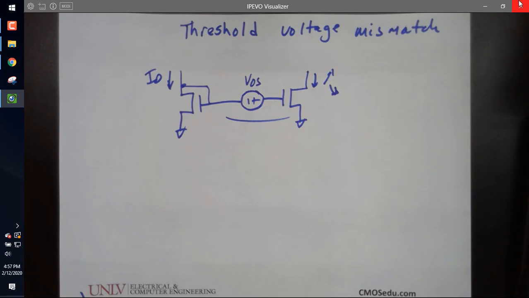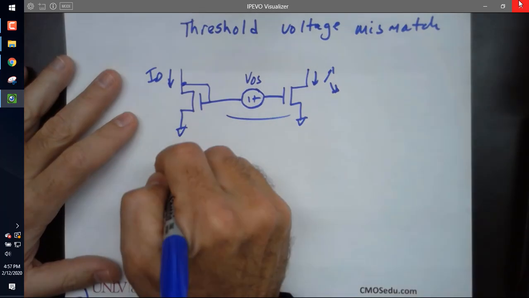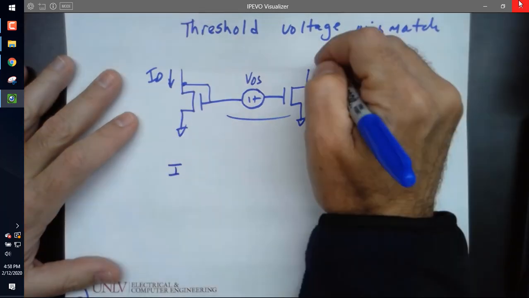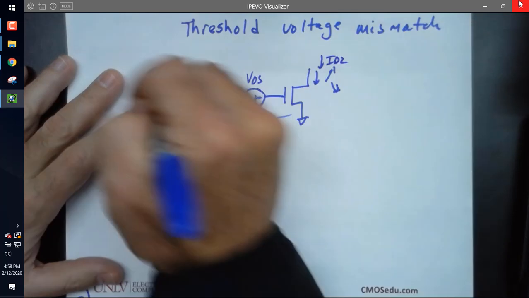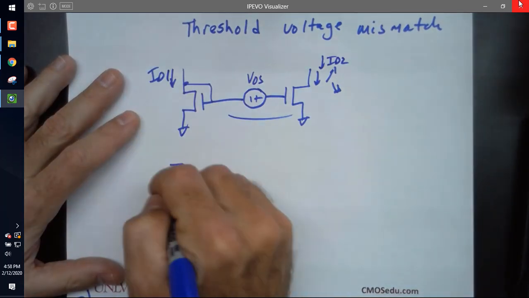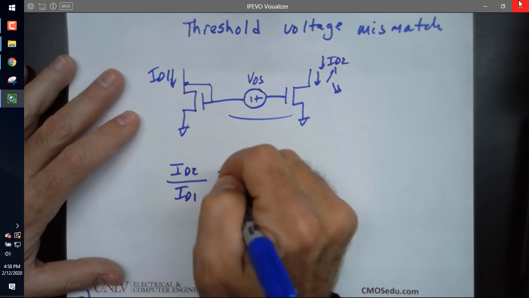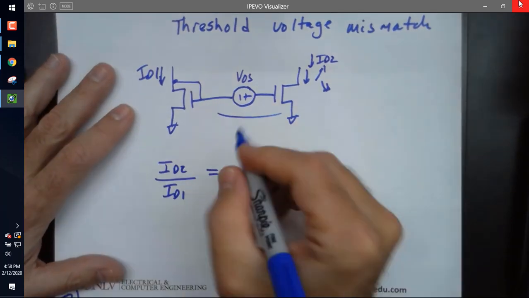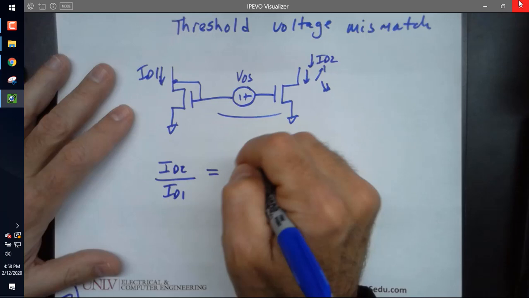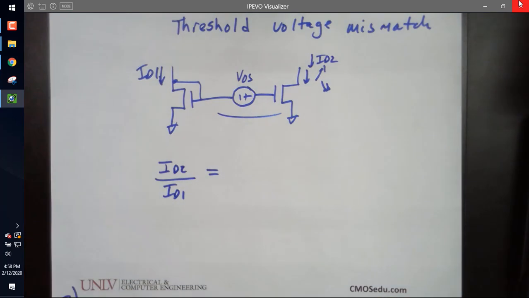Okay, so if I look at this and I look at my ratio, let's do, how about this one, ID2 and ID1, and I write that as, actually, you know what I'm going to do? I'm going to point this out in the book.